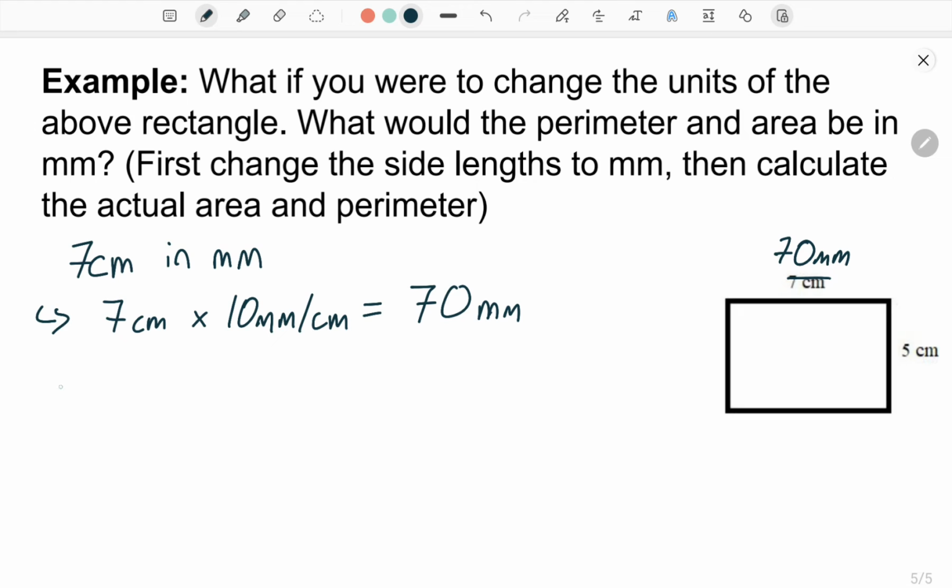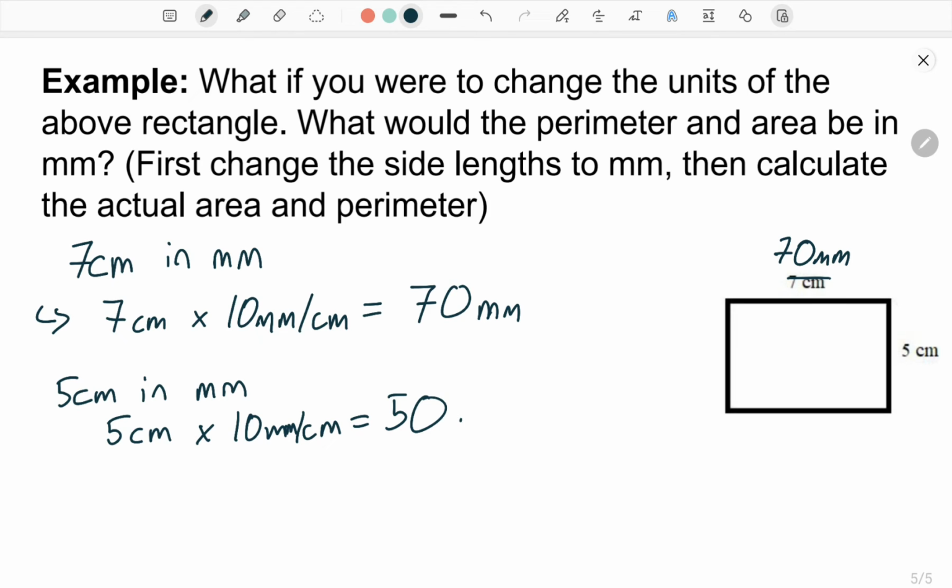Let's do the same thing with 5 centimeters into millimeters. You're going to do 5 centimeters times, again, the same conversion factor. If you're doing multiple side lengths, it gets a little repetitive, but it's the same kind of calculation. And 5 times 10 will give you 50 millimeters. So cross that out, 50 millimeters there.